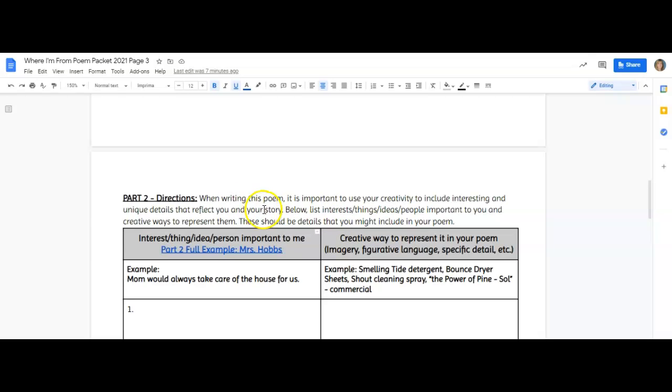It says, when writing this poem, it is important to use your creativity to include interesting and unique details that reflect you and your story. Below lists interests, things, ideas, people that are important to you, and creative ways that you could use to represent them. These should be details that you might include in your poem.